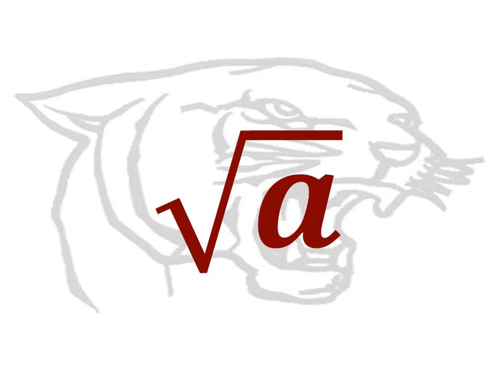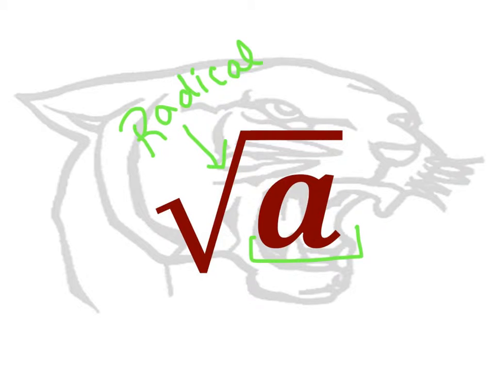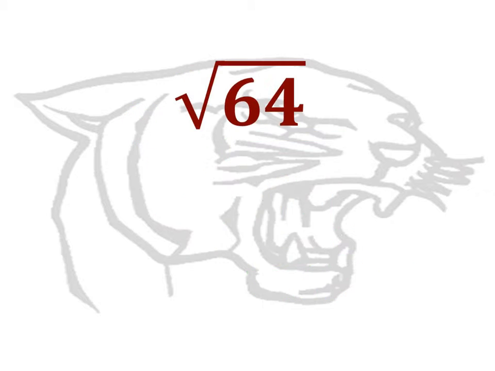A radical is the square root symbol with a number. But we have specific names that we call each of these. The square root symbol is what we call the radical, and the number that's under the radical is what we call the radicand. So what we're looking at is simplifying the radical.